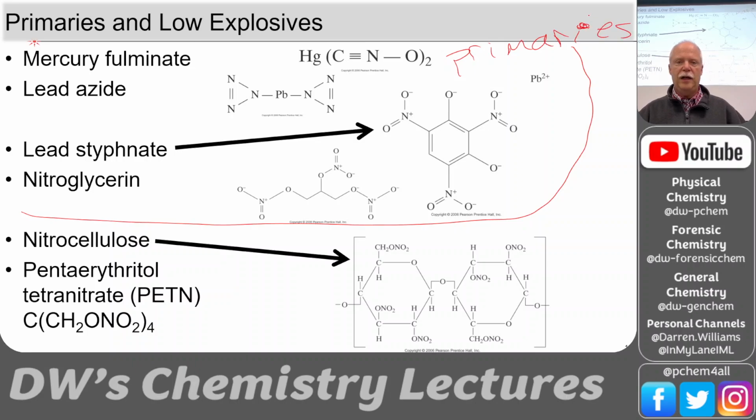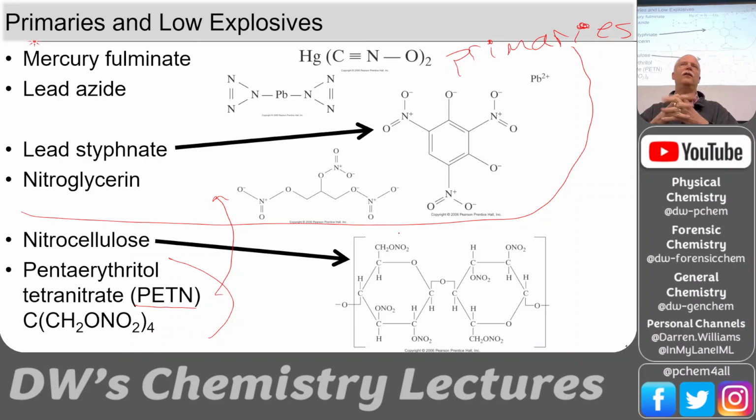These would be in your detonators or in your primers for ammunition. So like all your rifle cartridges and anything that has a primer, we put one of these primary explosives in that primer cup, and when the firing pin strikes it, it causes the reaction. They're shock sensitive. Then you have propellants like nitrocellulose, and then this is a primary too, this pentaerythritol tetranitrate. So PETN.